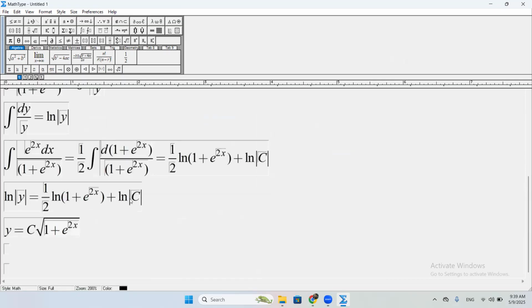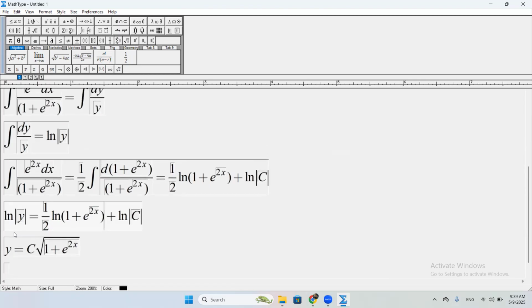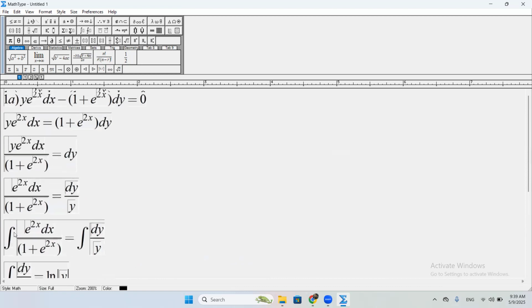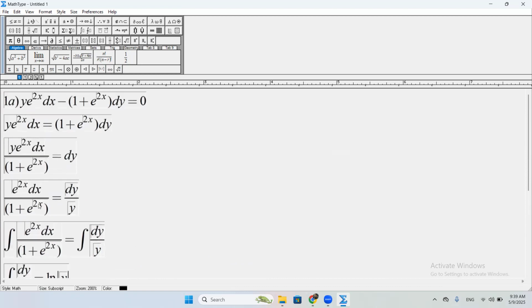Remember the properties of logarithms: the sum of logarithms equals the logarithm of the product, and the coefficient before a logarithm can be moved here as the power. So this is the final answer. Any questions about this exercise? No. Okay, no questions, so let's move to the next exercise.